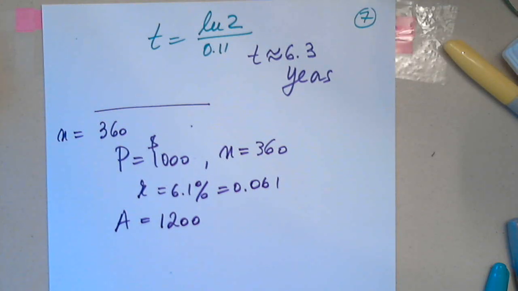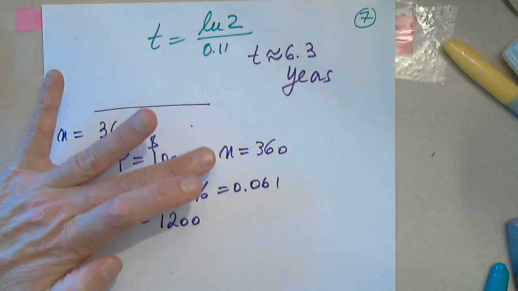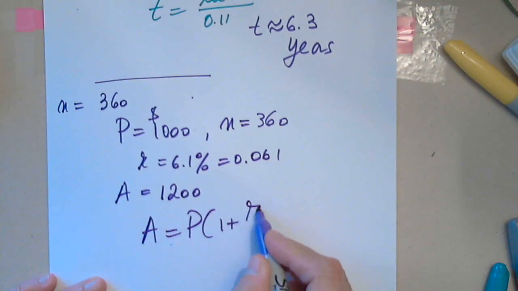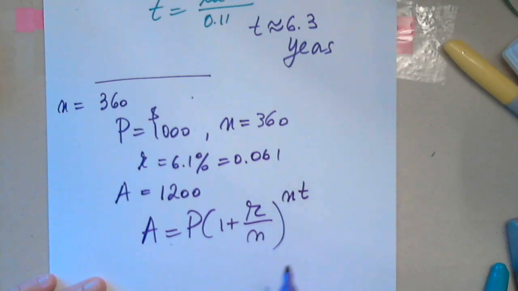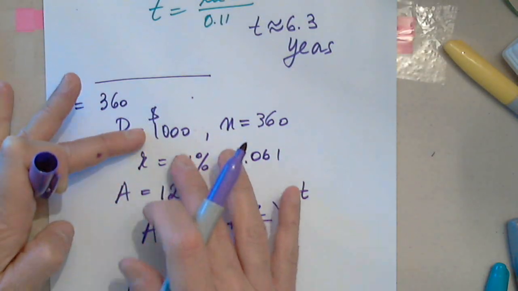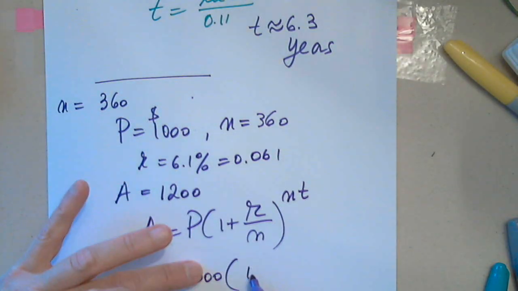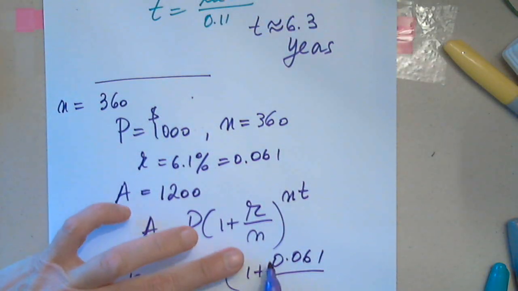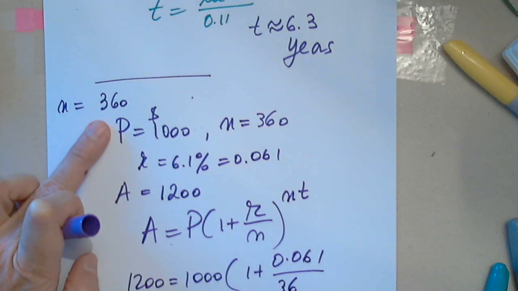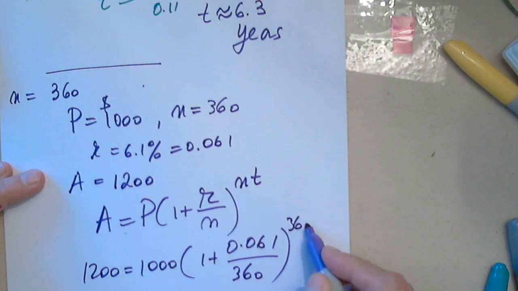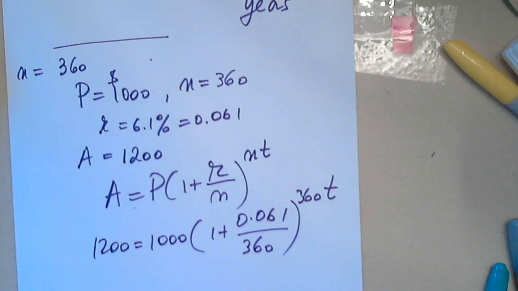Very good. Okay, so here we are, this time the formula is the other model, which will be given to you. We are given the accumulated value, which is 1,200. We are given the principal, which is 1,000. We are given R, which is 0.061. We are given the number of compounds, 360. And we are given N, which is 360 times T. Same question as before. We're asked to determine T.